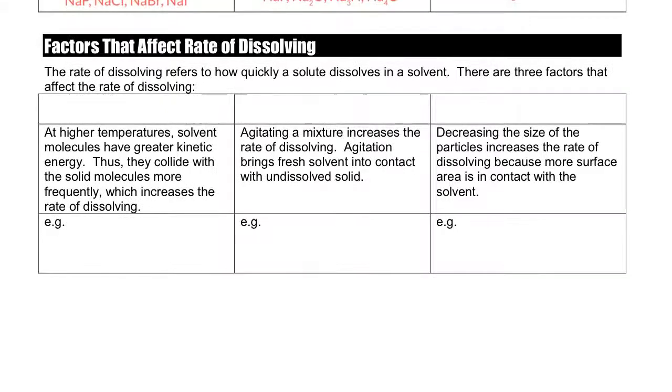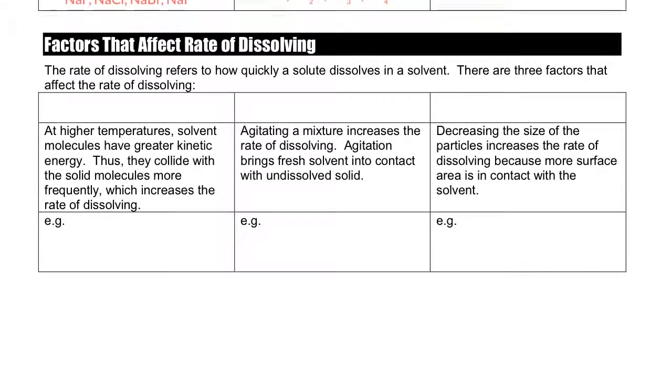Talking about the rate of dissolving. So this is just how fast or how quickly the solute can dissolve in the solvent. So there's 3 things again: temperature, agitation, and surface area. These are all different things that can speed up or slow down how quickly your solute can dissolve in the solvent. So if you heat up the water, you're going to be able to dissolve the sugar faster, for example.